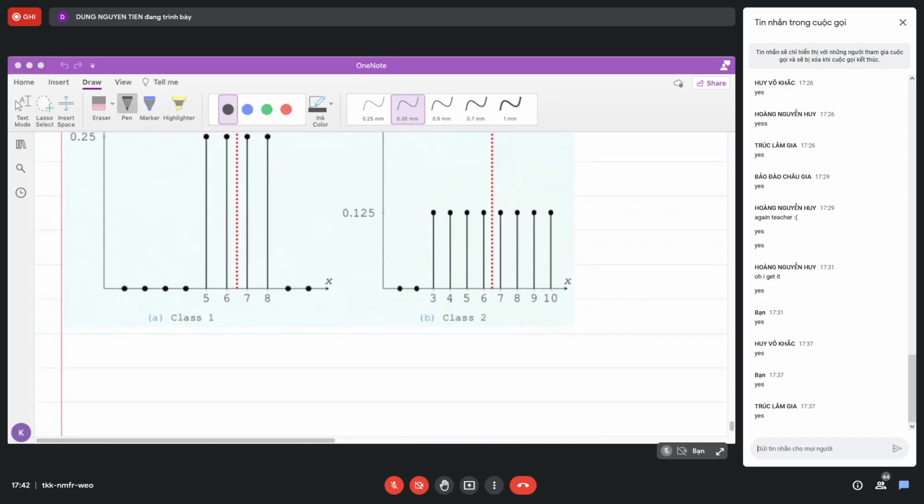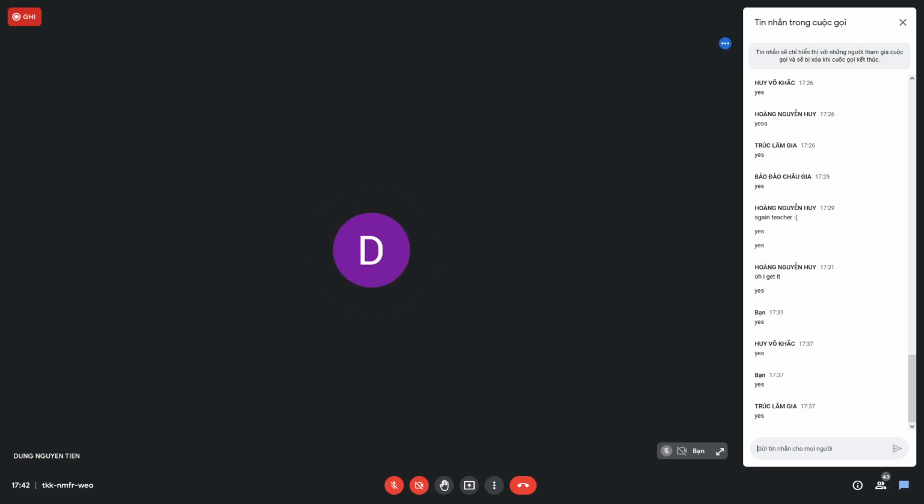And how can we define the variation of the observations around the mean value? Then I'm going to share this file with you so that you can see the point.